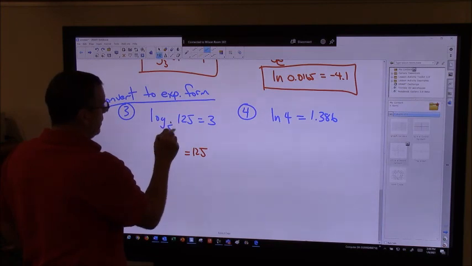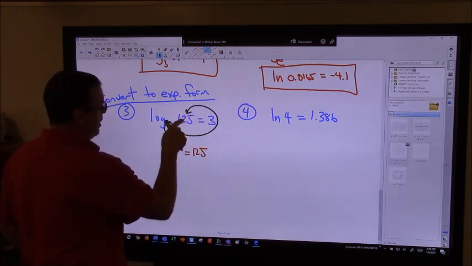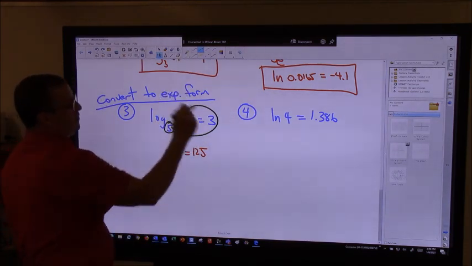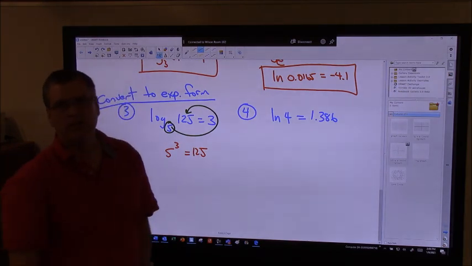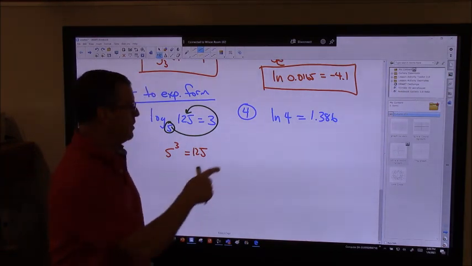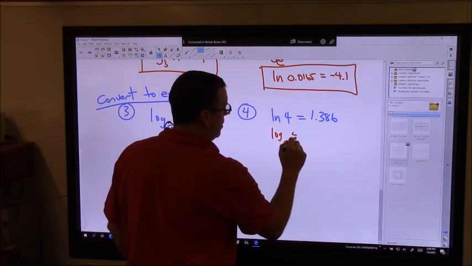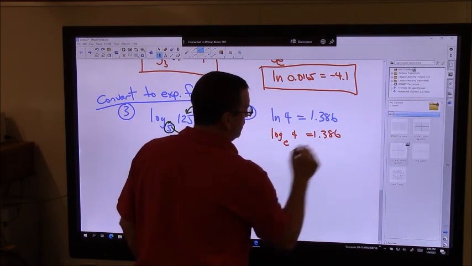Here's our swirl thing. Swirl it. 5 raised to the third power equals 125. Now, for this one, you might look at that and go, well, you can't do it. There's no base. But we know there is a base, right? Because natural log really means log base e of 4 equals 1.386.